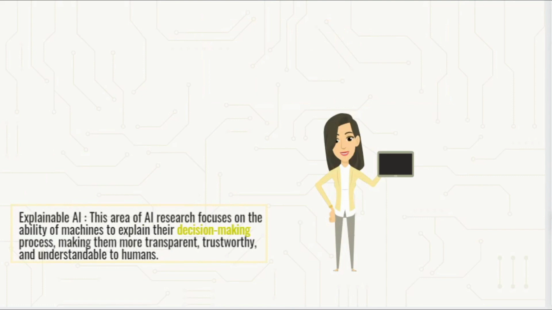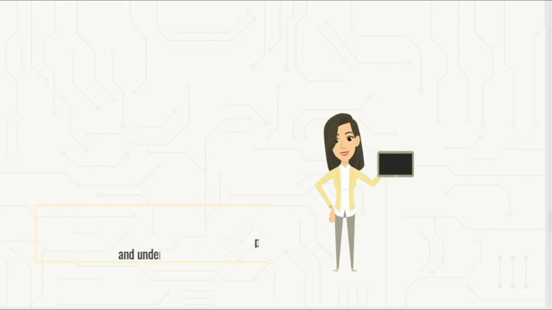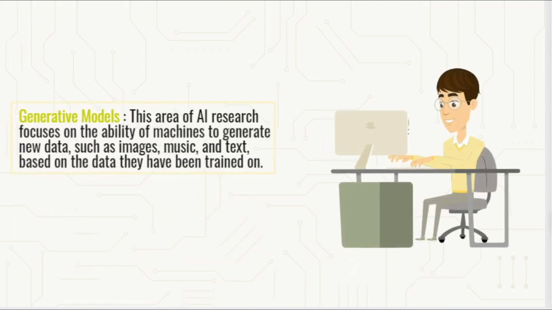Explainable AI. This area of AI research focuses on the ability of machines to explain their decision-making process, making them more transparent, trustworthy, and understandable to humans. Generative models. This area of AI research focuses on the ability of machines to generate new data, such as images, music, and text, based on the data they have been trained on.